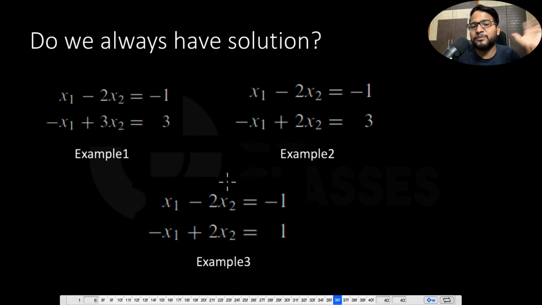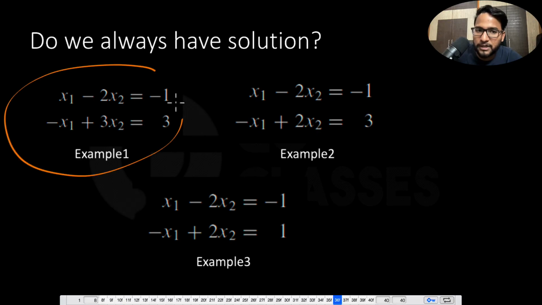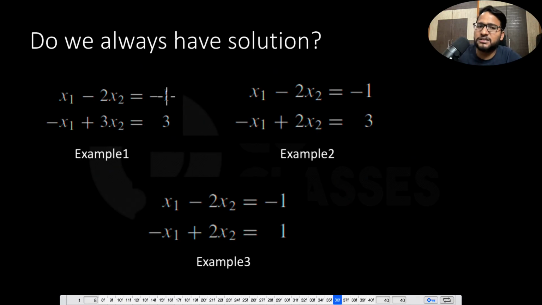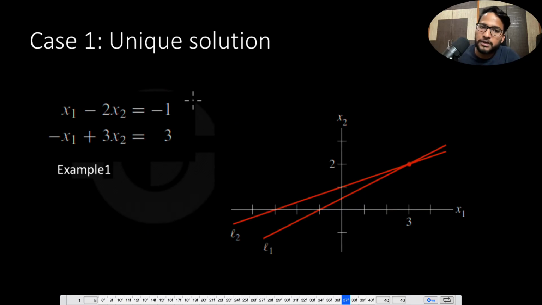So suppose we have three examples here. This is the first example, this is the second example, this is the third example. These are toy examples, toy examples meaning very, very small examples. We will try to see whether we can always have a solution or not. So let's see example 1, which is case 1, where we have a unique solution.